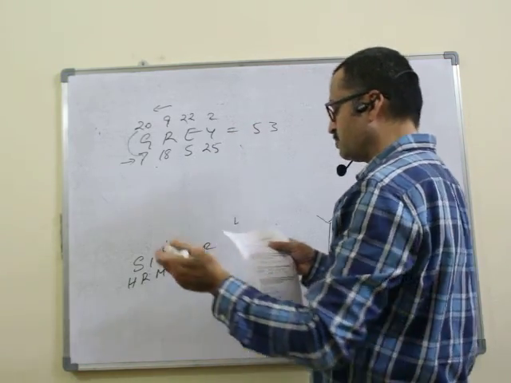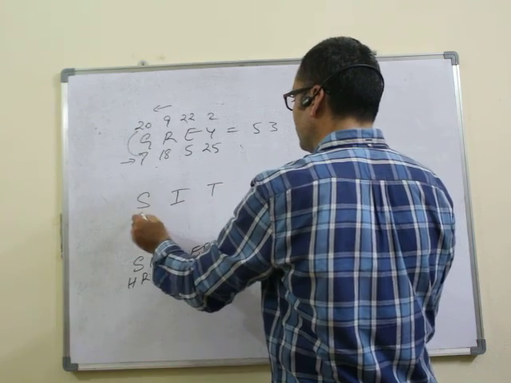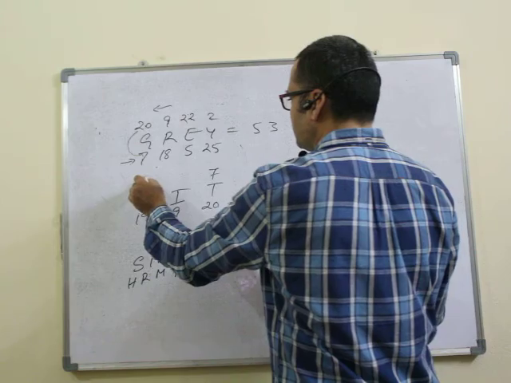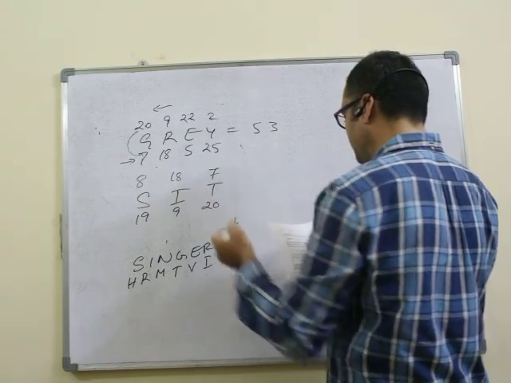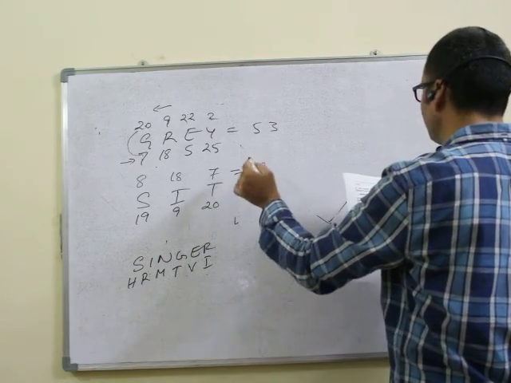Right. In the same way, you take SIT, sit. Okay, normal value is 19, this is 9, this is 20. So 7, this is 8, this is 18. Okay, so 18 plus 15, 33. So in the same way, please note 33. So apply the same formula now.